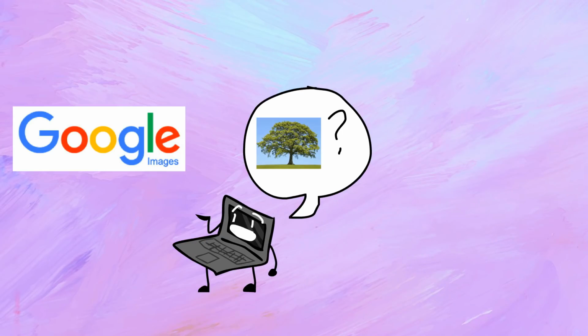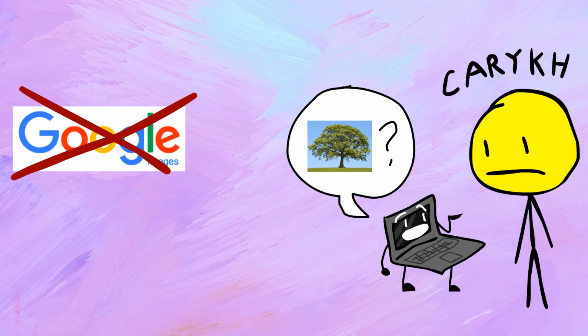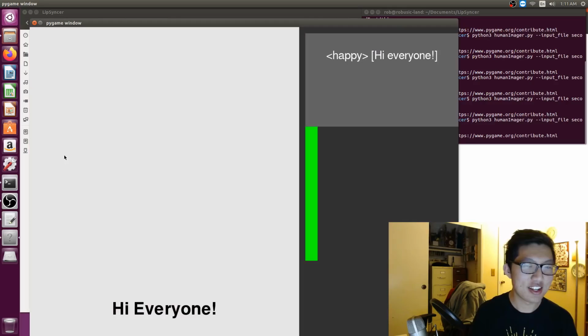This, say, "Google, can you give me an image of an oak tree?" has been replaced with this: "Hey human, can you give me an image of an oak tree?" So I have to draw something that says, "Hi everyone." I only get 30 seconds.